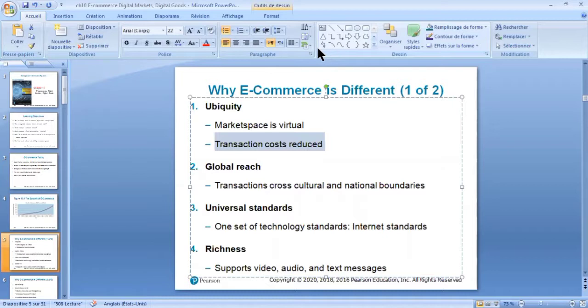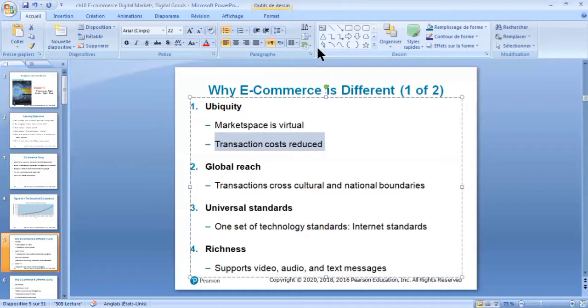reduces transaction costs because we don't need to spend money to travel to a shop, or to a store. You don't need to do that. You can shop starting from your smartphone, okay? So transaction costs or transportation costs are reduced.